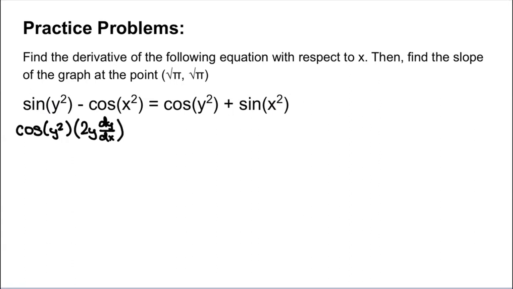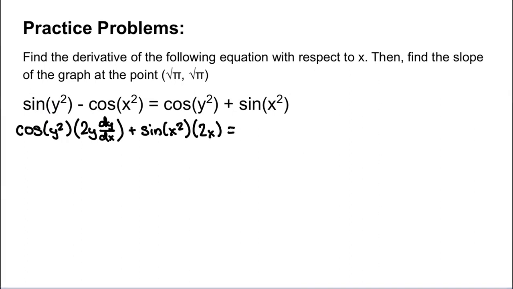So now we have a cosine of x squared term. The derivative of cosine is negative sine, but notice it's a negative cosine. So the two negatives will cancel out, and we're going to have a plus sine of x squared, and the derivative of x squared is 2x, is equal to cosine of y squared.